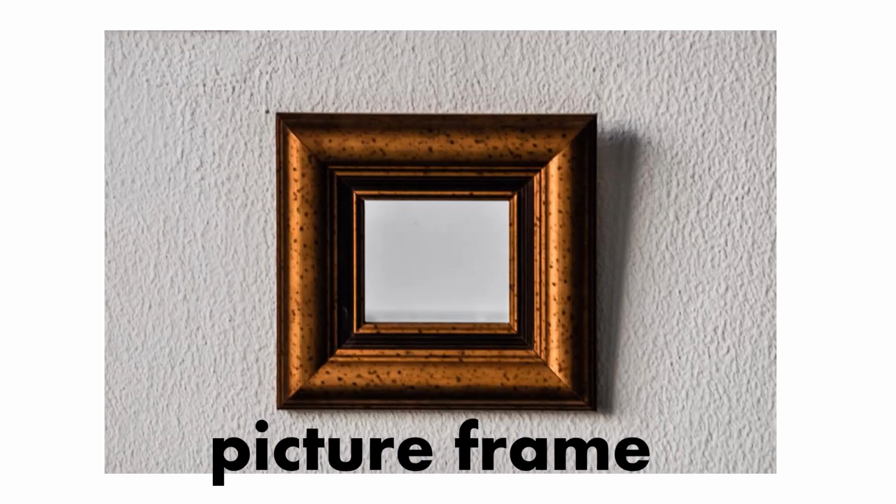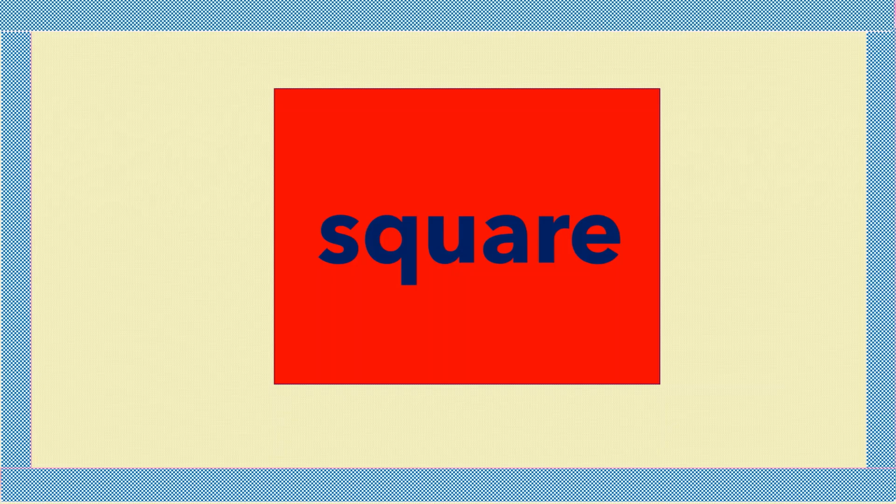A square has 4 equal sides. Let's count them. 1, 2, 3, 4. Big square, small square. Red square, orange square. Yellow square, green square. Blue square, purple square. This picture frame is square. The square.